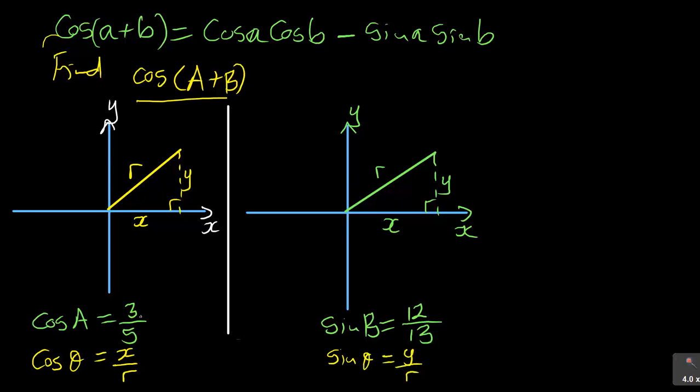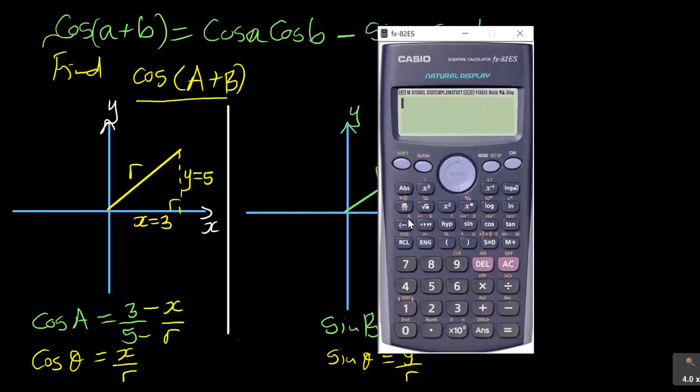This is your trig. So which means in this case the 3 represents the x and the 5 represents the r. In this case the y represents the 12 and the 13 represents the r. So that's what you need to know. So in the first one, x is equal to 3 and y is equal to 5. Now for you to find r, you need to use your Pythagoras theorem to say r is equal to square root.